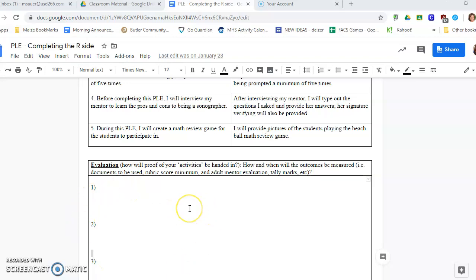Okay, the last part we're going to talk about for your finalized typed PLE is the very bottom section where your evaluation or proof is identified. So once again, if you are an internship, you should have 3 forms of proof down here. Remember, 2 of them must be hands-on.